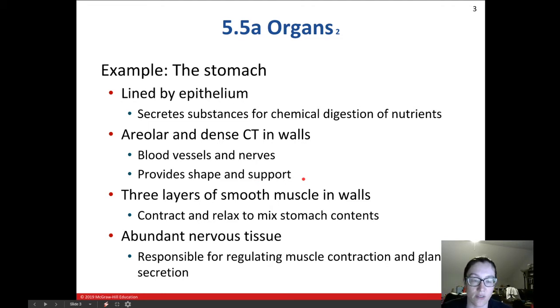There are 3 layers of smooth muscle, and also, mentioning really quick, the blood vessels are lined by epithelium. The nerves are made of nervous tissue. The 3 layers of smooth muscle are within the walls of the stomach, going in all different directions so the stomach can churn and perform its mechanical digestion as well as its chemical digestion. And then there's lots of nervous tissue that's responsible for regulating the muscle contraction as well as secretion of those glands.